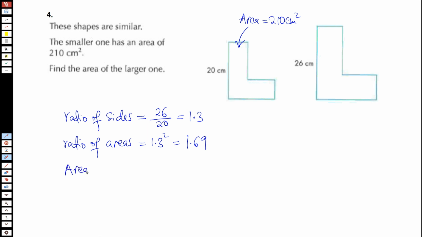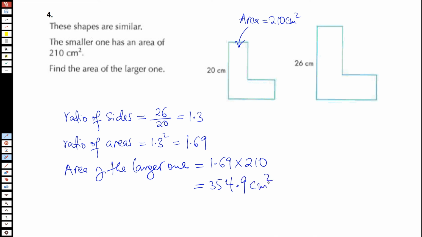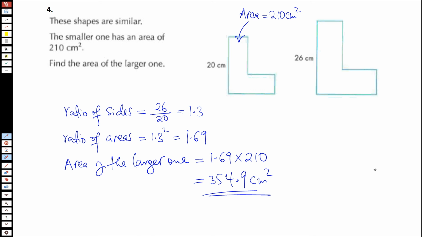So the area of the larger one, which is, by the way, the area of the larger shape is 1.69 times the area of the smaller shape. That's the meaning of the ratio of the areas, as I explained before. So the area of the larger one will be 1.69 multiplied by 210, which will be 354.9 centimeters squared. And that's basically how you work out the required area.